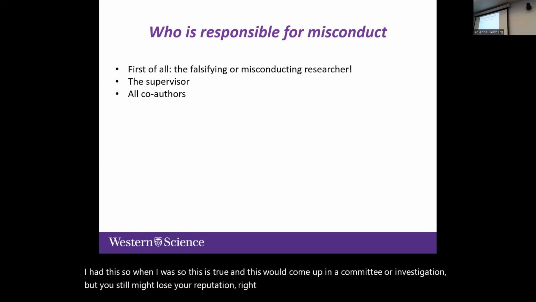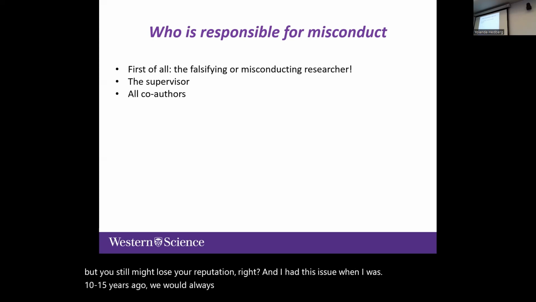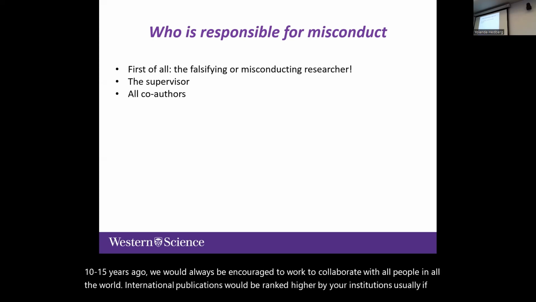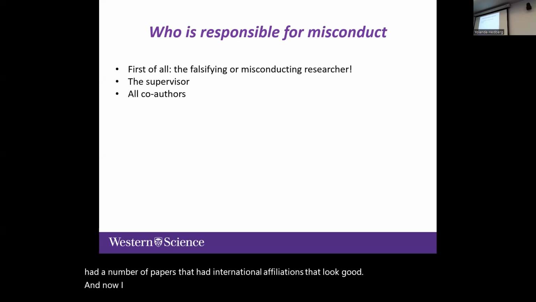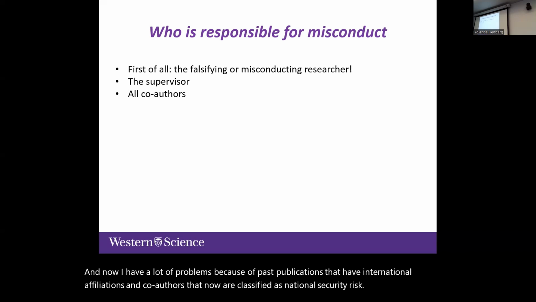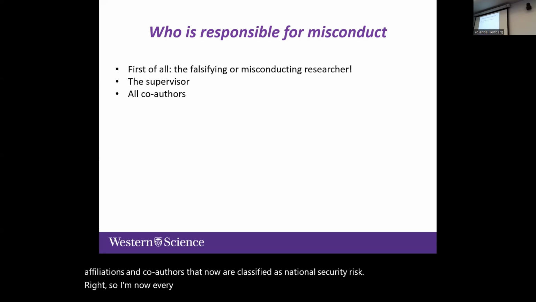And I had this issue 10, 15 years ago. We would always be encouraged to collaborate with people all over the world. International publications would be ranked higher by your institutions usually. If you had a number of papers with international affiliations, that looked good. Now I have a lot of problems because of past publications with international affiliations as co-authors that are now classified as national security risks, right? So every time I apply for grants in Canada, I'm red flagged, and every time I have to explain my relationship to that institution.